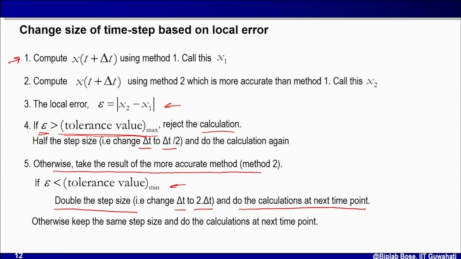Now you move to the next time point and do the same calculation and use the same logic from 1, 2, 3, 4 and 5 and calculate the value of x. So what we are doing here is that depending upon the error, whether the error is big or small, we are changing the value of delta t. Whether the error is big or small is decided by the user who decides the tolerance limit.